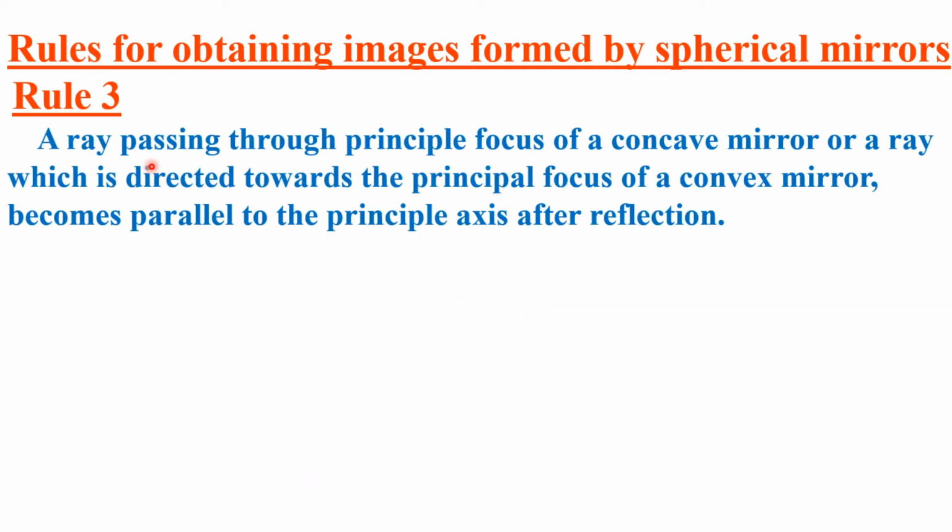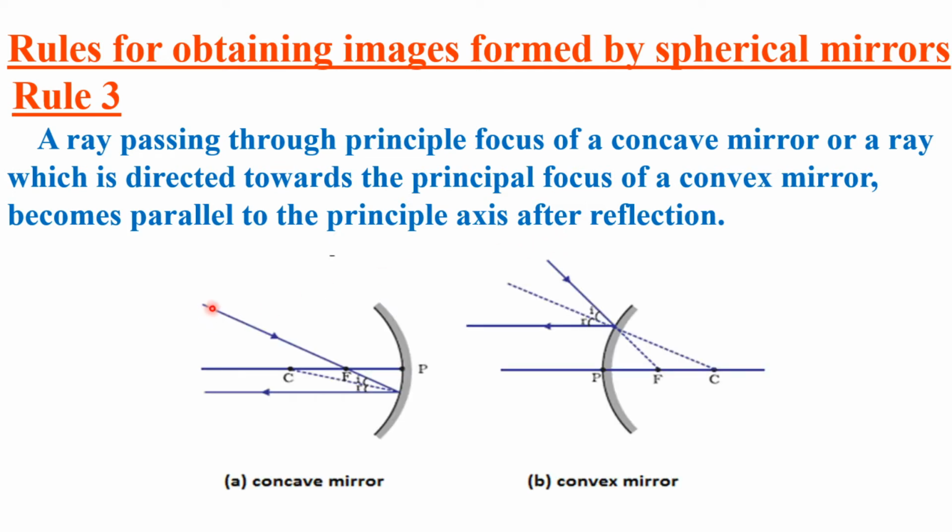Rule 3: a ray of light passing through the principal focus of a concave mirror, or a ray directed towards the principal focus of a convex mirror, becomes parallel to the principal axis after reflection. So, a ray passing through the focus will be parallel to the principal axis after reflection, and in the convex mirror a ray appearing to pass through the focus will be parallel afterwards.